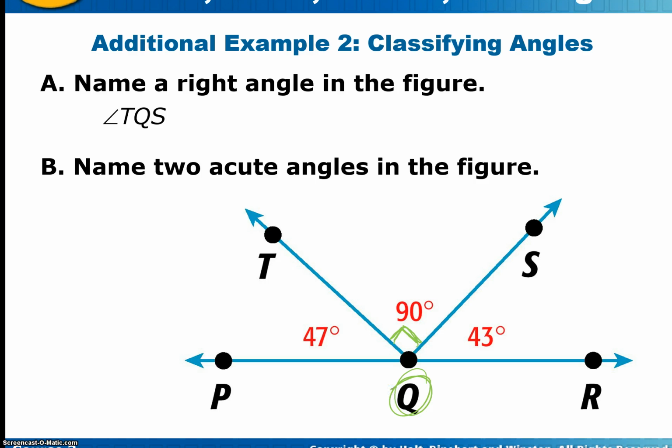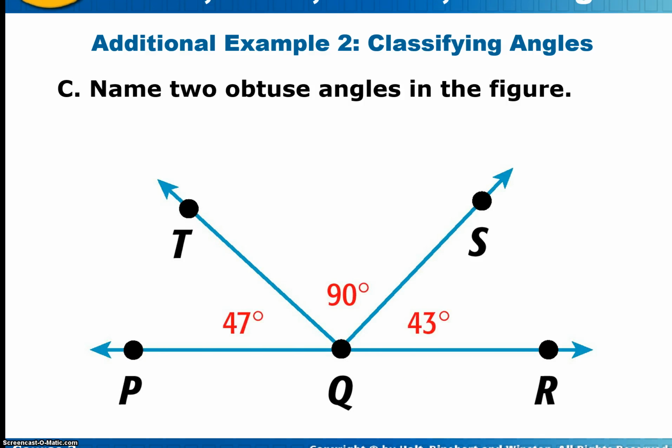And 2 acute angles again are less than 90 degrees. Go ahead and pause the video and see if you can name them with 3 letters. Your letters might be in different orders. You might have said angle PQT, or angle SQR, and that's okay as long as the middle letters are the same.